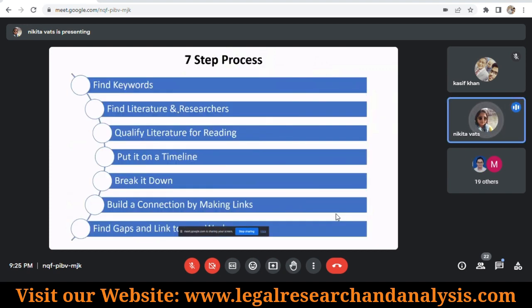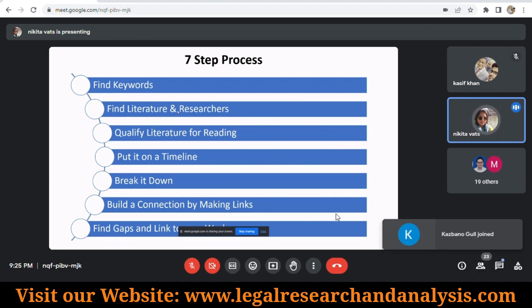So this is a 7-step process. It's just for your help. I just added a slide. So first of all, you have to find the keywords, because then only you will be able to find the literature. It is very important that you know what keywords you have to search. Second is you have to find the literature and the researchers, right? When you find the keywords, then only you'll find the literature, as we just saw in the process of searching on Google Scholar. So it is very important that you know the keywords, then only you'll get the literature.